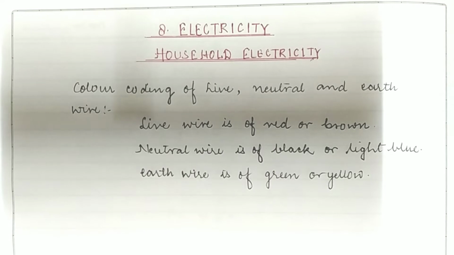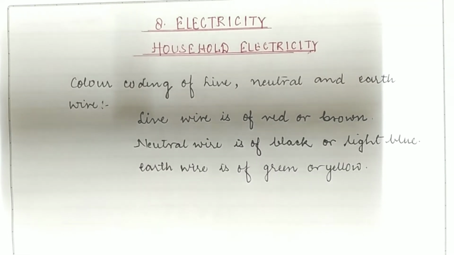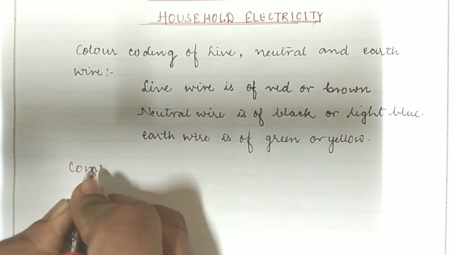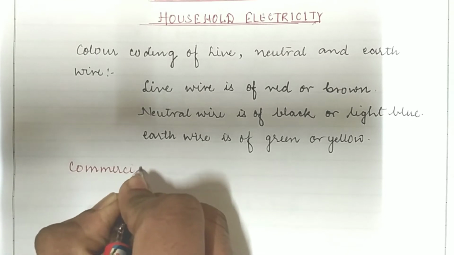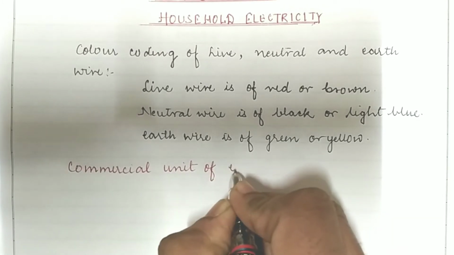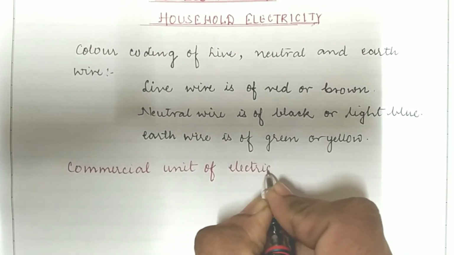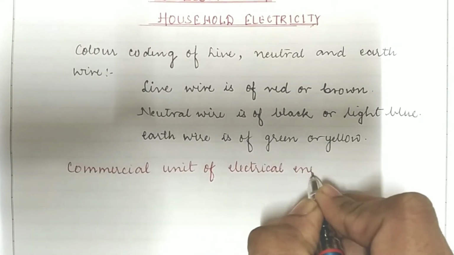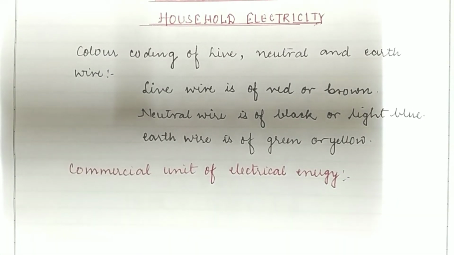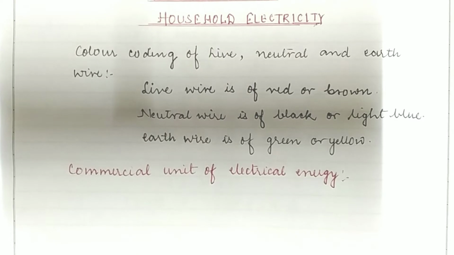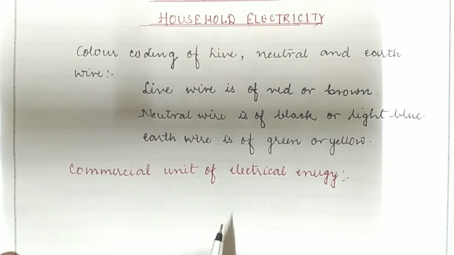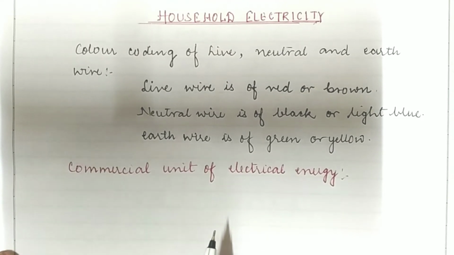So children, right now we are going to discuss the commercial unit of electrical energy. What do you mean by the commercial unit of electrical energy? Children, in our daily life we use a certain amount of energy for which we pay a certain amount of money to the government. So children, electrical energy is generally measured in a unit called BOT, that is, Board of Trade.